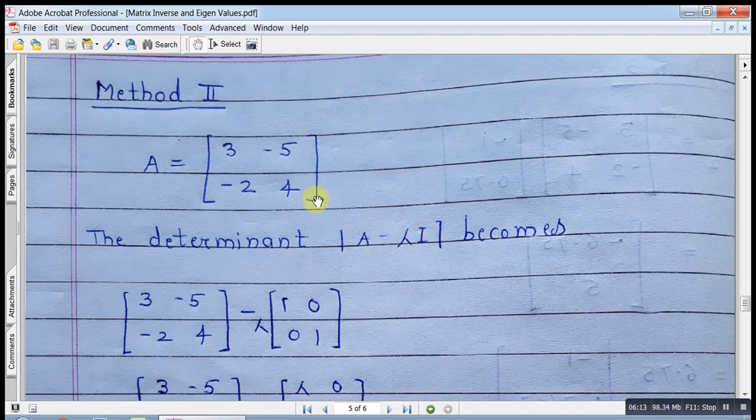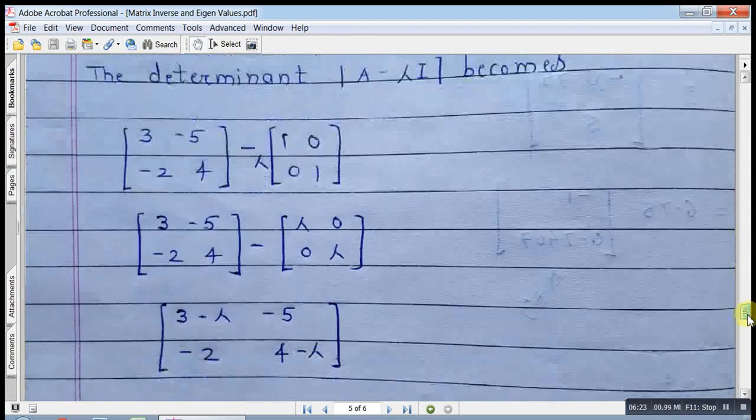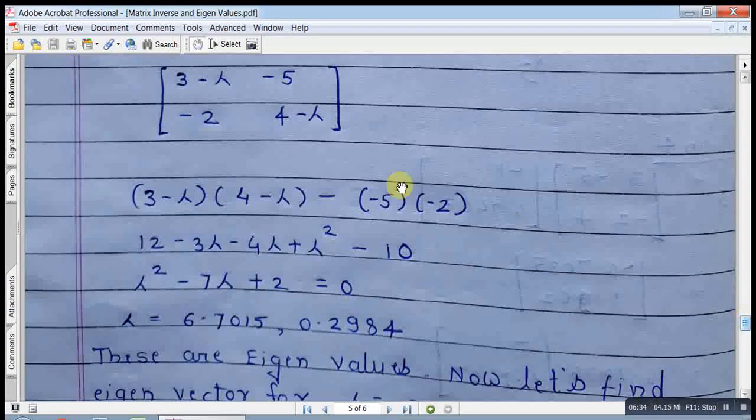3 minus lambda, minus 5 into 0 is minus 5, minus 2 minus 0 will be minus 2, 4 minus lambda is 4 minus lambda. So 3 minus lambda multiplied by 4 minus lambda, minus 5 into minus 2 will get minus 12 minus 3 lambda minus 4 lambda plus lambda square minus 10. So ultimately if you calculate this, we will get lambda square minus 7 lambda plus 2 equal to 0.